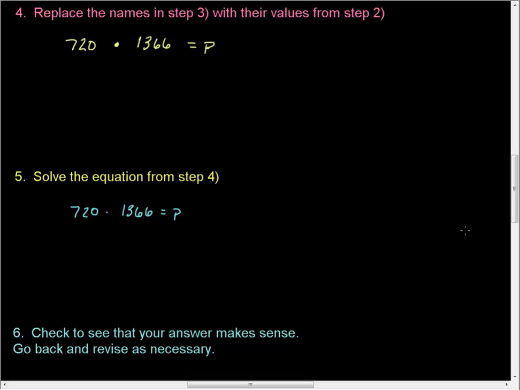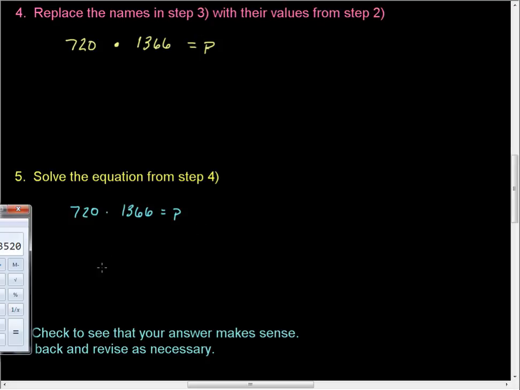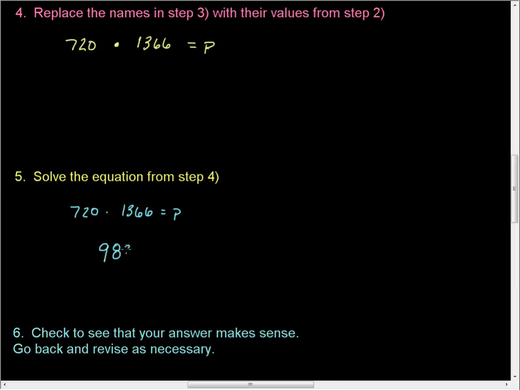So I'm going to go ahead and grab my calculator here, pop that up. I just need 720 times 1366, and I get 983,520 is equal to p, the number of pixels. So we answered the question. It said, how many pixels does a TV of that size have? 983,520.